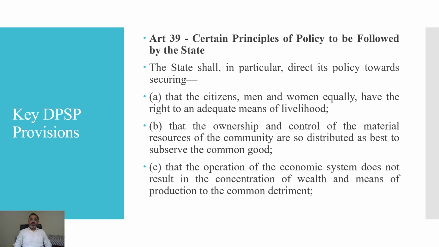However, what is important to note in Article 36 is the fact that these principles are fundamental in the governance of the country. Article 39, certain principles of policy to be followed by the state. The state shall in particular direct its policies towards securing, Clause A, that the citizens, men and women, equally have the right to an adequate means of livelihood. So, ensuring that every citizen has adequate means of livelihood is the responsibility of the state, and the state is duty bound to make laws which further this objective, and it is a fundamental principle.